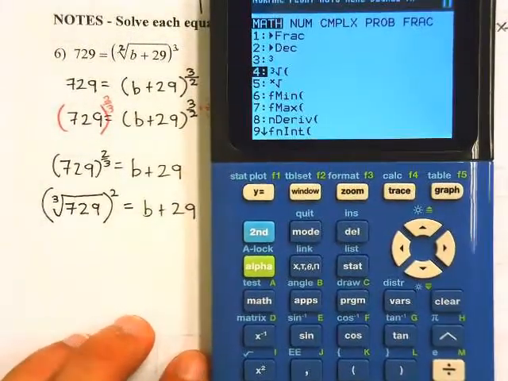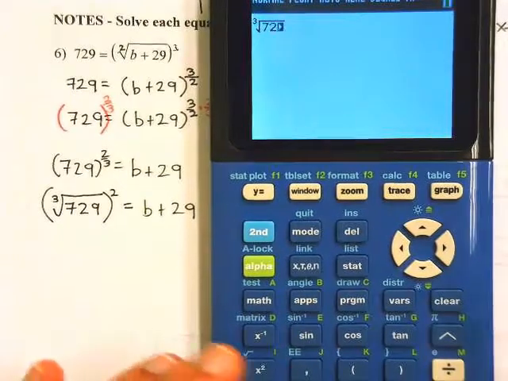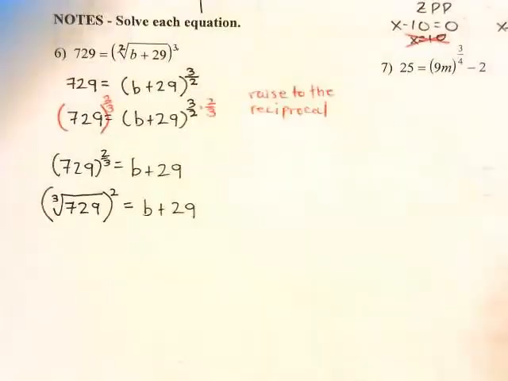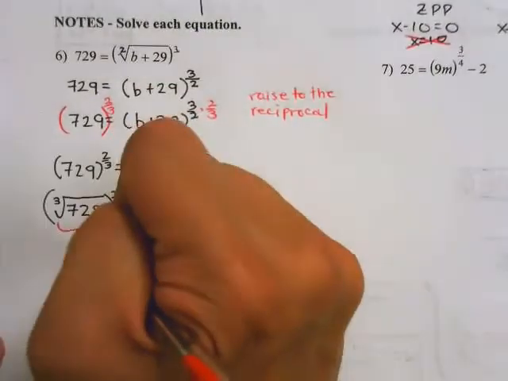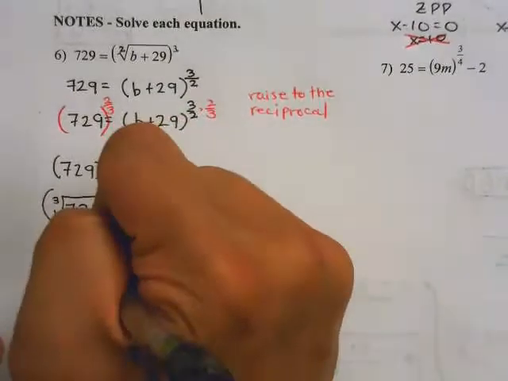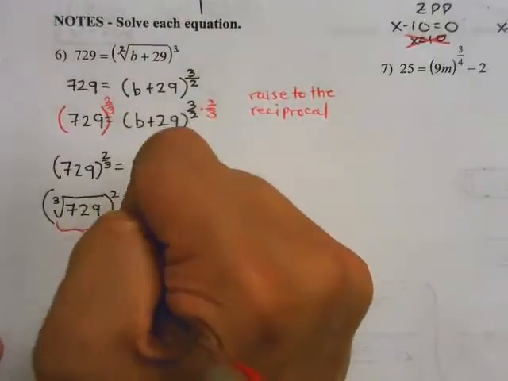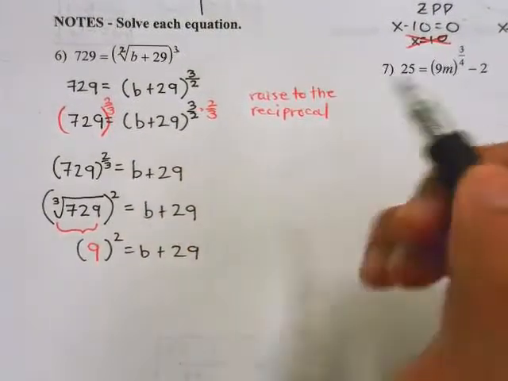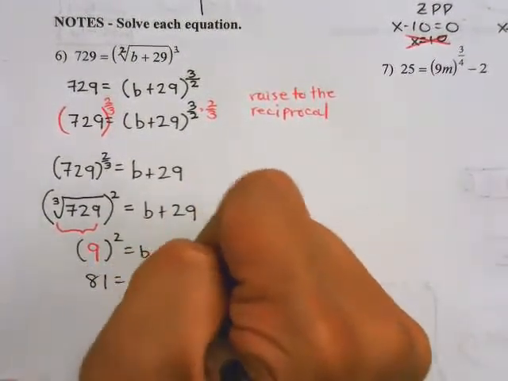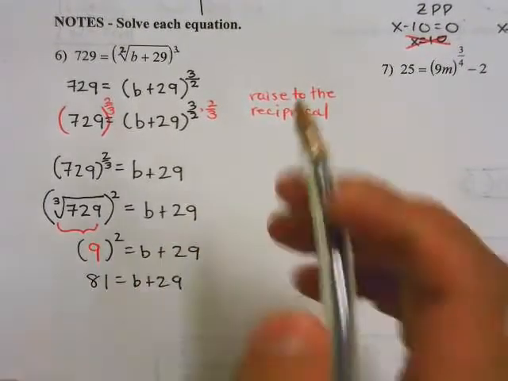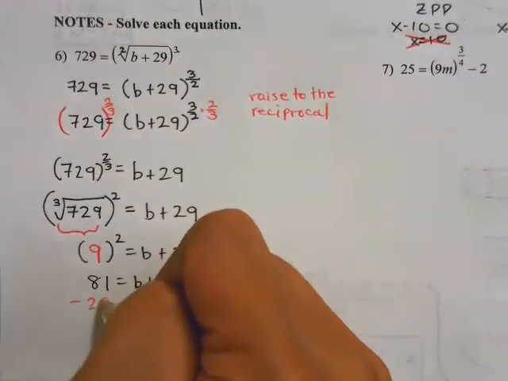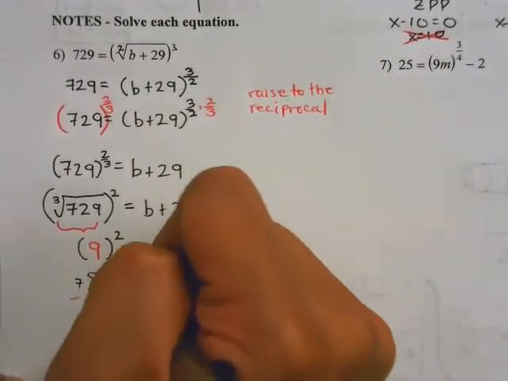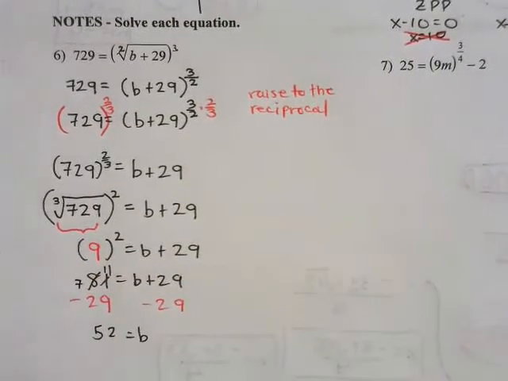And then on math, you have number 4, cube root. If you're not too familiar with those, it should be 9. Yeah, 9 times 9 times 9 should be 729. So this whole thing is 9 squared. We're really almost done. 81 is equal to b plus 29, and then we're going to subtract 29 on both sides. So b is 52.